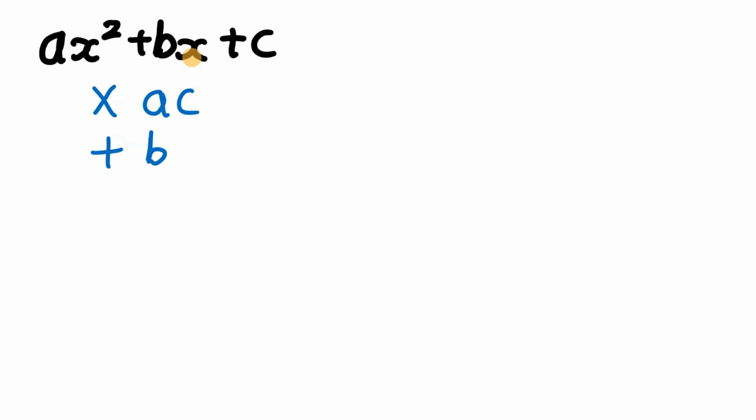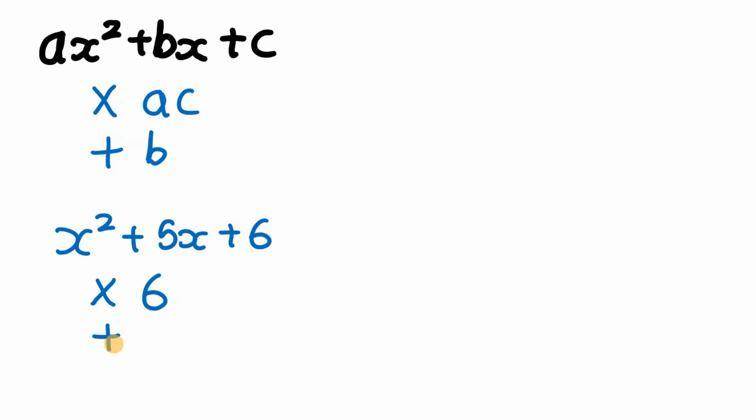So let's do an example. Let's say we have the quadratic x squared plus 5x plus 6 like this here. So C is 6, B is 5, and A here is 1 because we just have this x squared. So we need to find two numbers that multiply together to give AC. So A is 1 and C is 6. So 1 times 6 is 6. So AC is 6. And we need to find two numbers that add together to give B, which is 5. So we need to find two numbers that multiply together to give 6 and add together to get 5, okay?